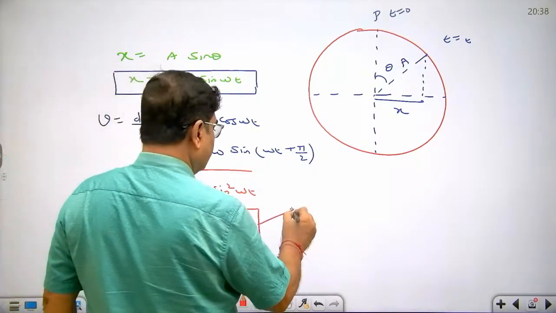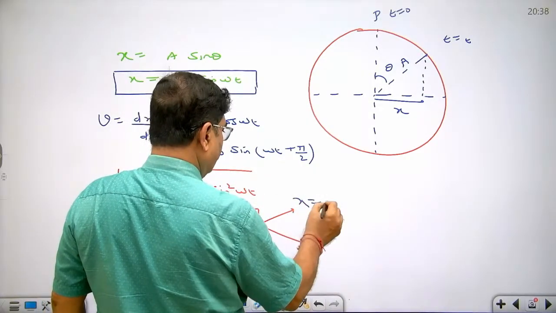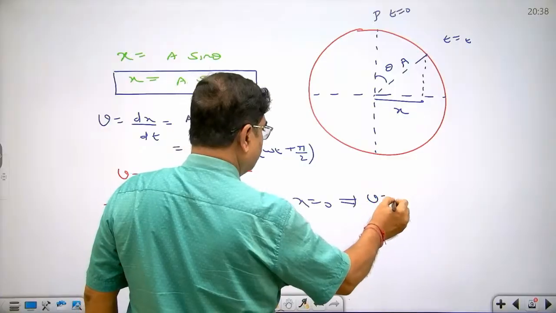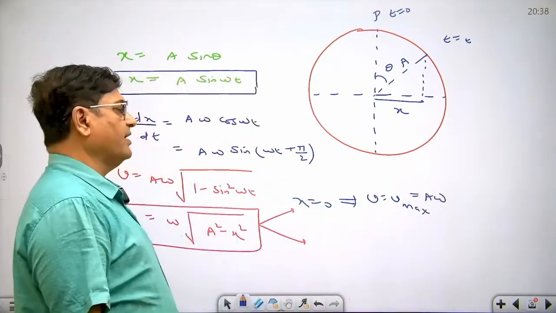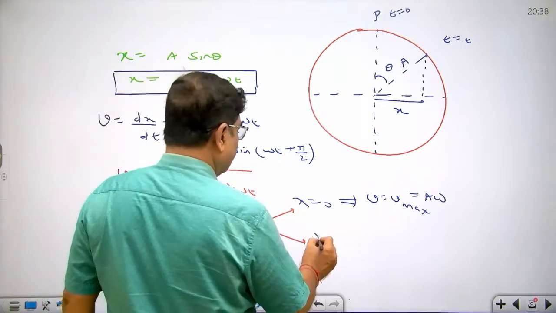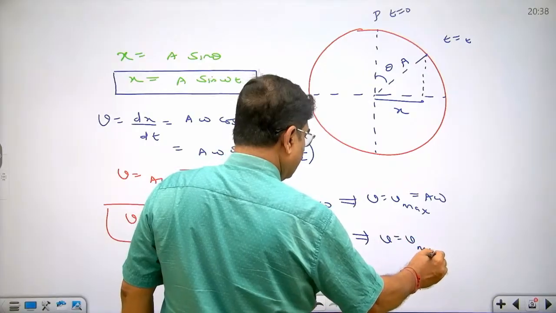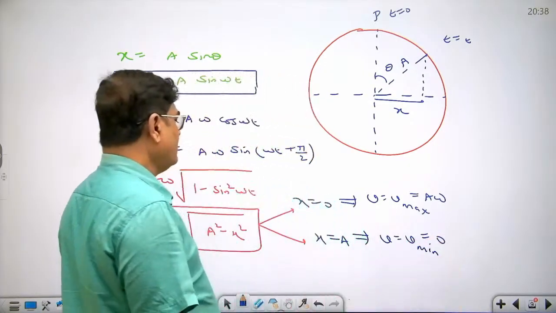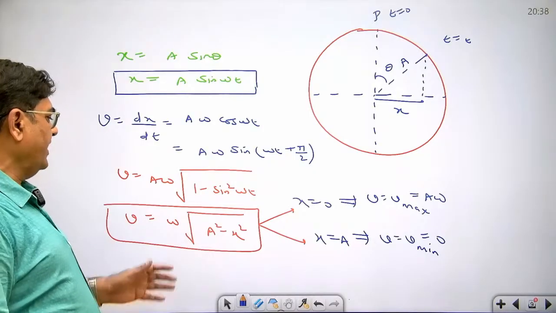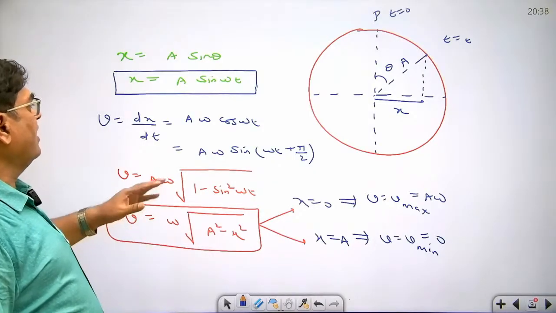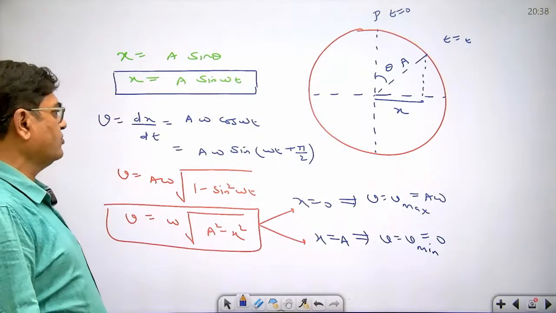From this relation, you can see at x equal to 0, which is the mean position, the velocity of the particle performing SHM is maximum. This is equal to A omega, and omega can be written as 2 pi f. And at x equal to A, that is the extreme position, the velocity is minimum, equal to 0. At any position x from the mean position, you can use v equal to omega root A square minus x square. And in terms of time, you can write v equal to A omega cos omega t.